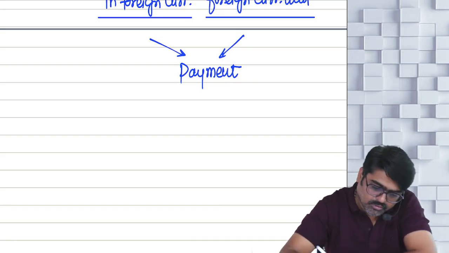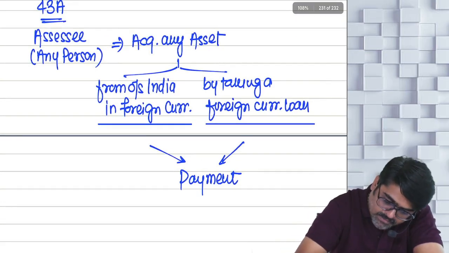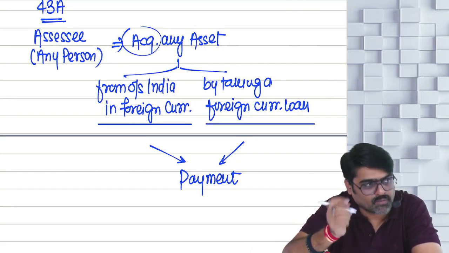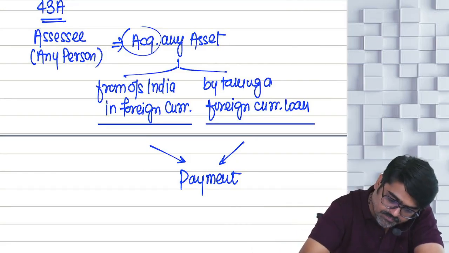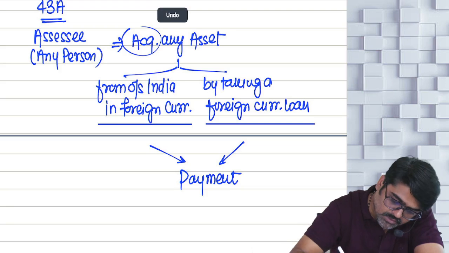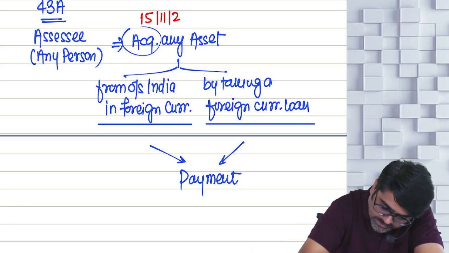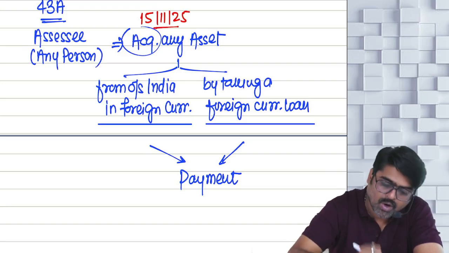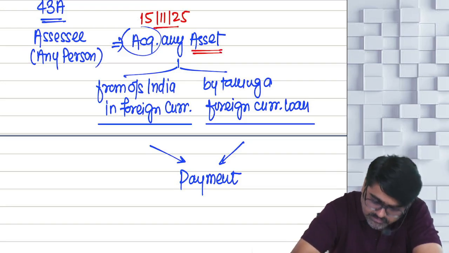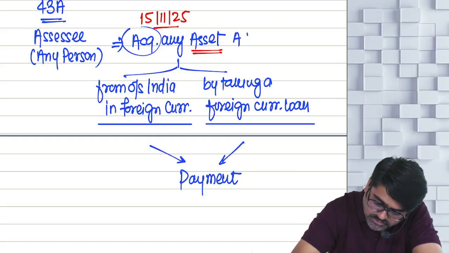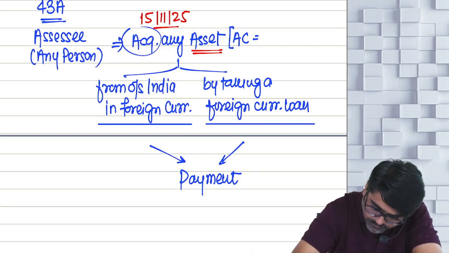Understanding? So for example, the acquisition, let's take one date, okay? Let's take one date. Date of acquisition was 15th of November 2025. Okay. On this date, you have acquired one asset. Now, what is the actual cost of that asset? Actual cost of that asset was, for example, $10,000.